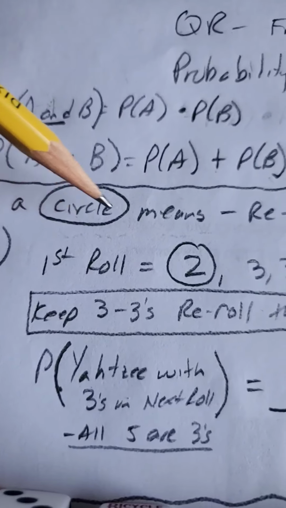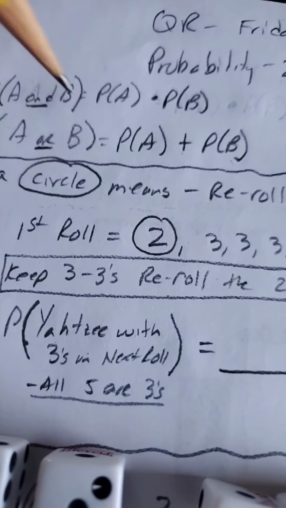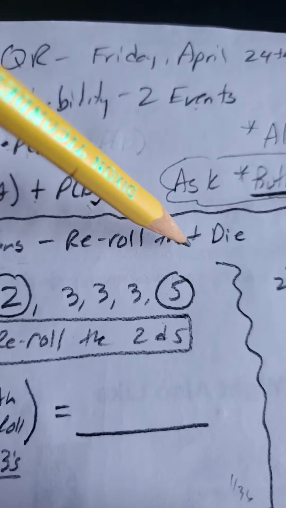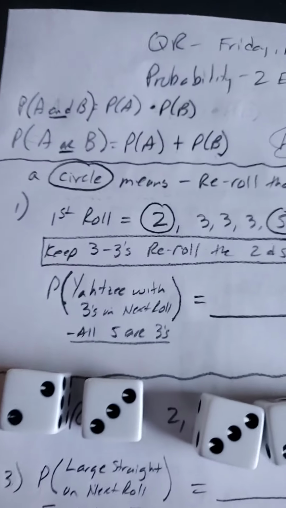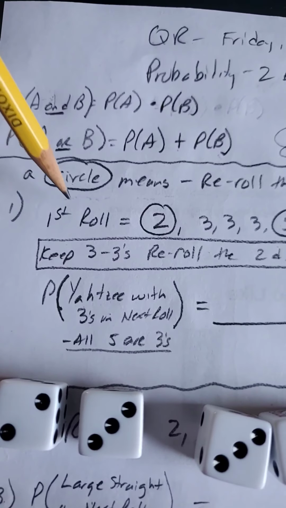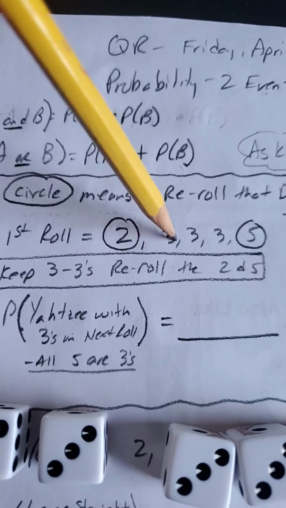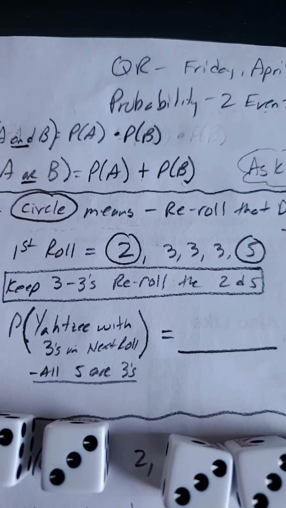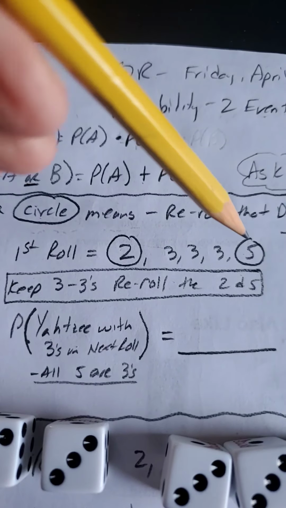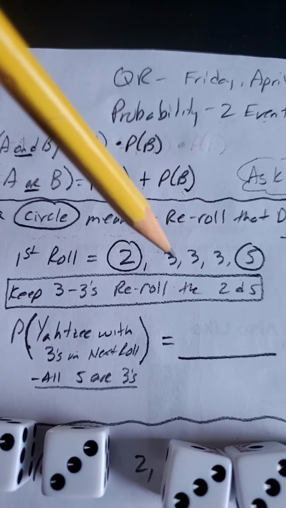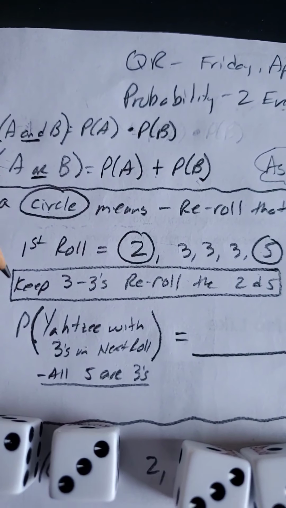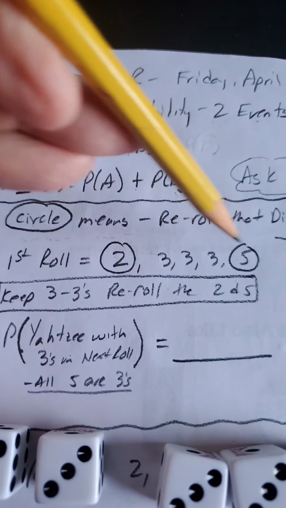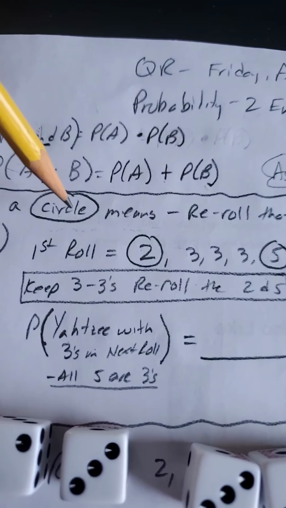A circle, this is just a Yahtzee thing for me putting on paper. If I circle it, that means you want to re-roll that die. So for example, here on the first problem, you roll 5 dice. You end up with a 2, 3 threes, and a 5. In Yahtzee, as you hopefully know, 3 of a kind is really what you want or more. So I'm going to keep the 3 threes and re-roll the 2 and the 5. That's why I circled the 2 and the 5, meaning those are the ones I'm going to re-roll.